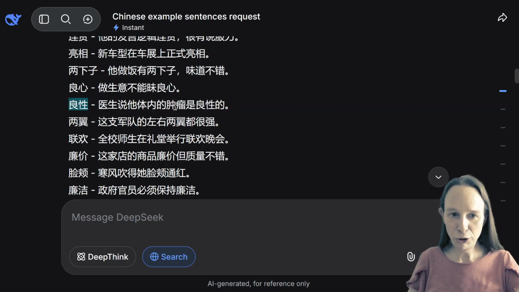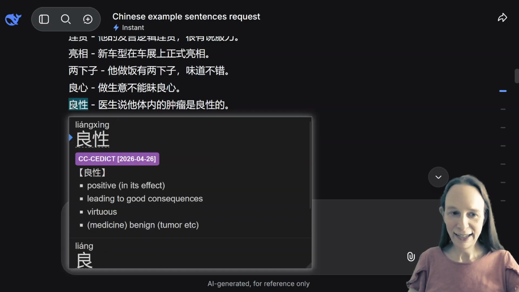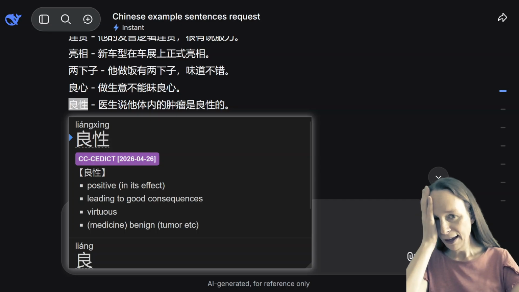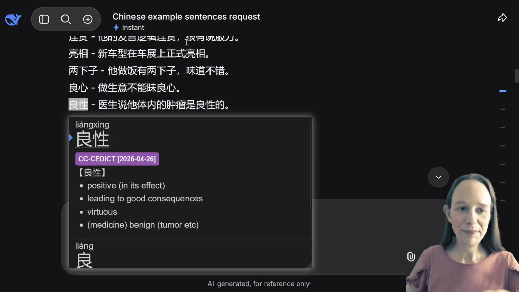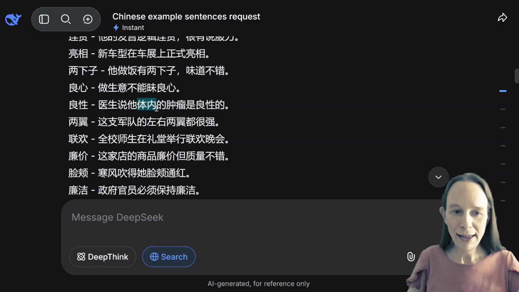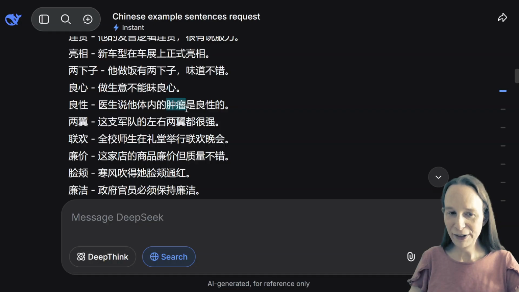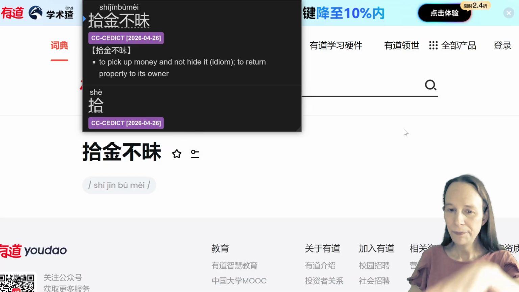Two different types of tumors, 肿瘤. 良性 is benign. Positive, but benign. In tumors, yeah, positive. 良性. 医生说他体内的肿瘤是良性的. So it's a benign tumor. What else can it be used for besides tumors?